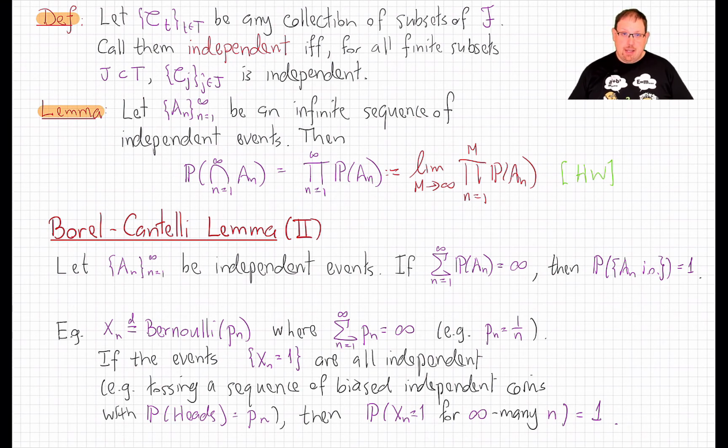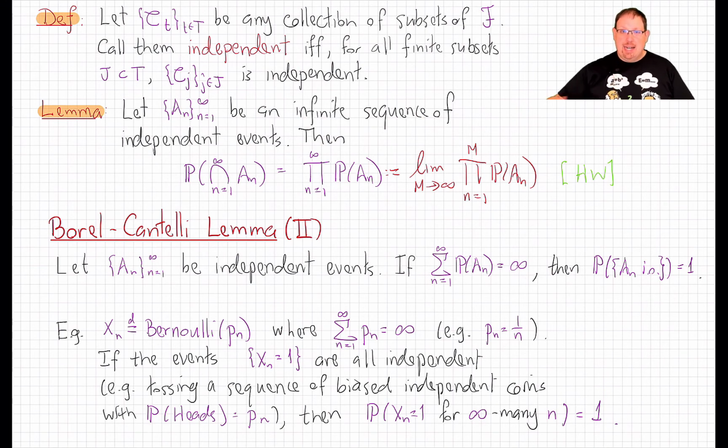For example, if I toss an infinite sequence of biased coins, I hand you the first coin, which has probability 1/2 of coming up heads. You toss it and record the result. Then I hand you a new coin, which has probability 1/3 of coming up heads. You toss it and record the result. Then I hand you a new coin, which has probability 1/4 of coming up heads. You toss it and record the result.